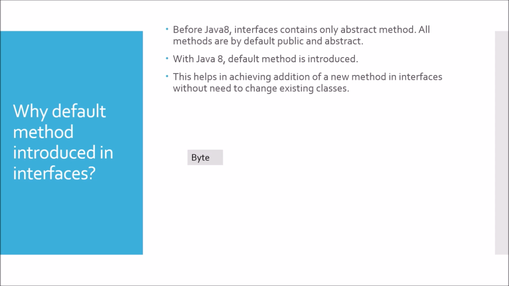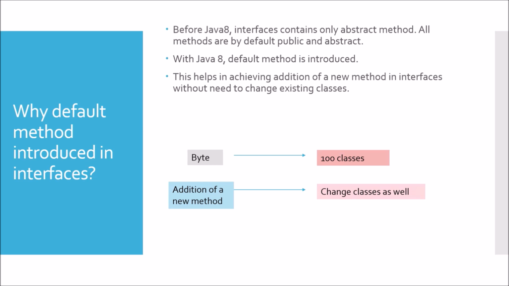Let's understand like this. Suppose you have an interface called Byte, and this interface is implemented by, let's say for example, 100 classes. Now before Java 8, if I add a new method in this interface Byte, then I have to change all the 100 classes to accommodate this new method and provide an implementation of this new method. So a single addition of a method in an interface that is implemented by many classes is forcing the developer to change all the classes.